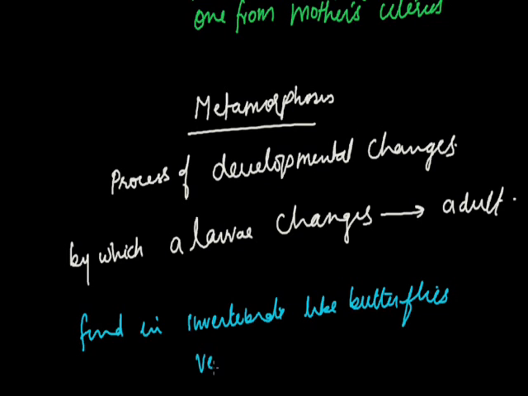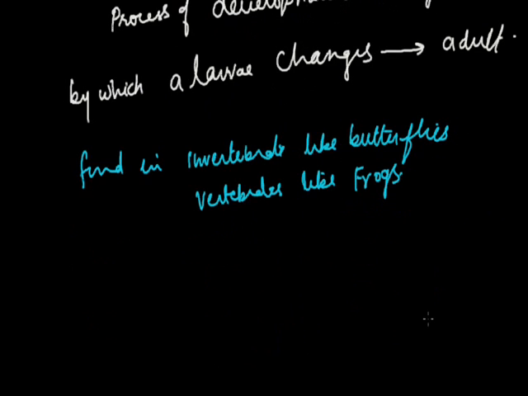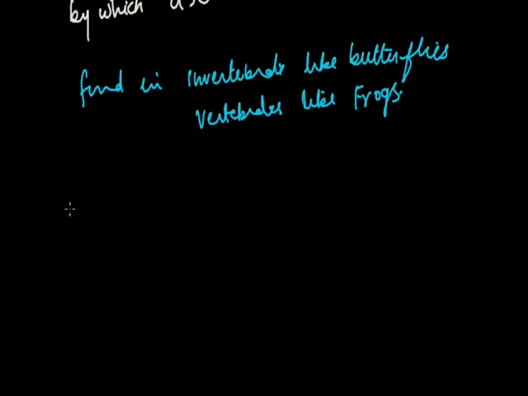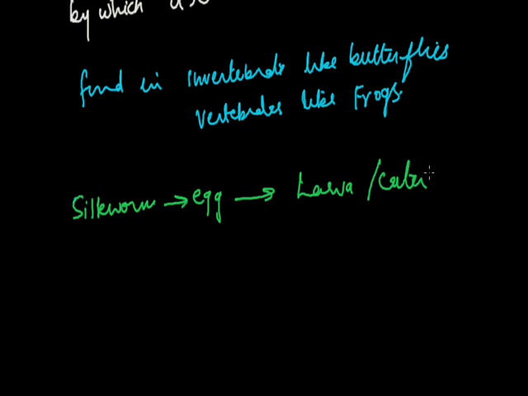In vertebrates, metamorphosis takes place in frogs. The transformation of larva into an adult through drastic changes is metamorphosis, as I already told you. It occurs in the silkworm also. Let me show you the steps. Silkworm produces the egg. The egg develops into larva, or it can be called a caterpillar. This caterpillar develops into pupa.